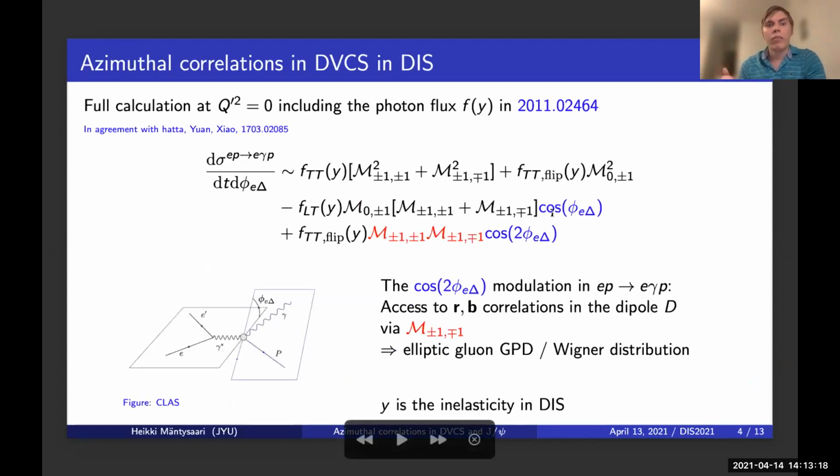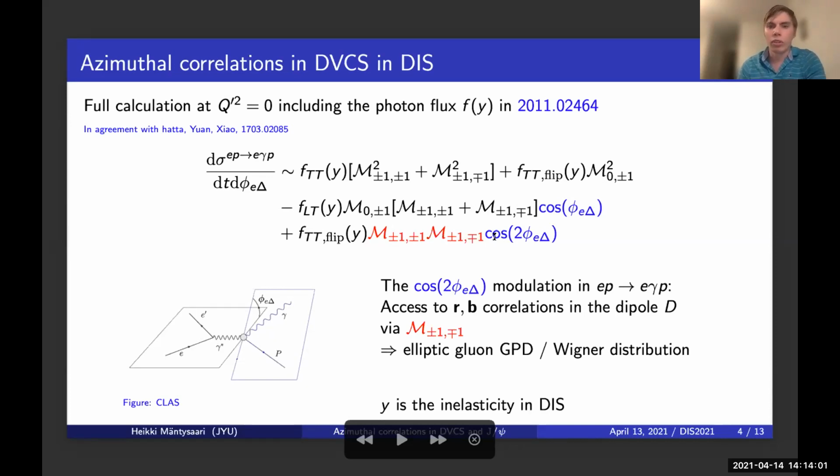Okay, so then once we have all these required scattering amplitudes, we can go to the cross-section level, include the photon flux from the electron, and then we can write the total DVCS cross-section in this form, where we have a part that does not depend on the azimuthal angle between the electron plane and the plane where we have produced the real photon. And then we have some contribution that comes with the cosine phi modulation. And we have a contribution that comes with cosine 2 phi modulation.